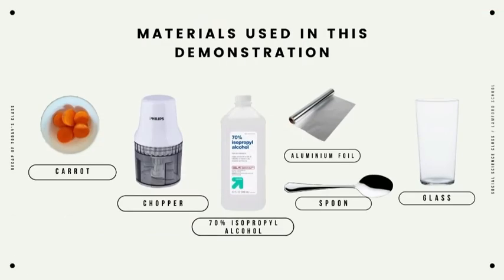The materials used in this demonstration are carrots, a chopper, 70% isopropyl alcohol, aluminium foil, a spoon, and a glass. Next, I will explain about the demonstration of the process.